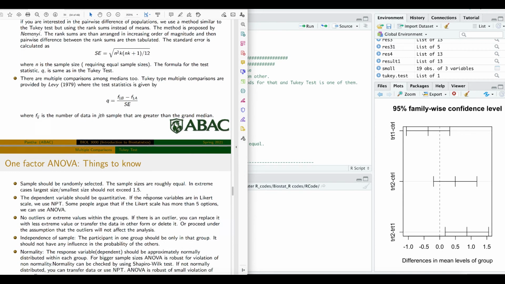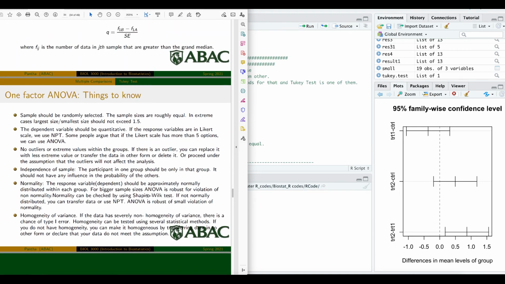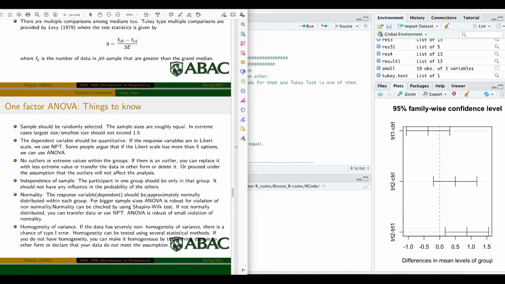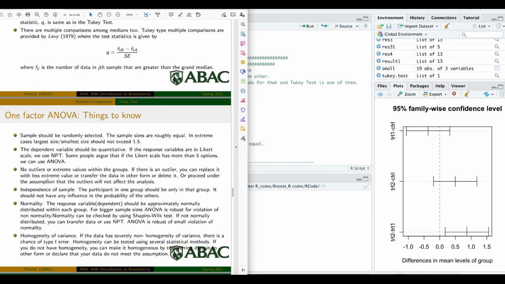Okay, guys. So let me read some of the notes, and then in the next video we'll be doing the two-factor ANOVA. Things to know for one-factor ANOVA: we did one-factor ANOVA the parametric way and non-parametric way, and also we did the multiple comparisons. The first one is that the sample should be randomly selected. The sample sizes are roughly equal. In extreme cases, the largest sample size divided by the smallest sample size should not exceed 1.5. That's one of the things that we already discussed, right?